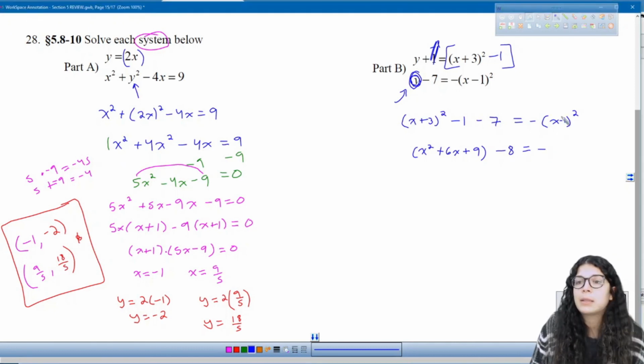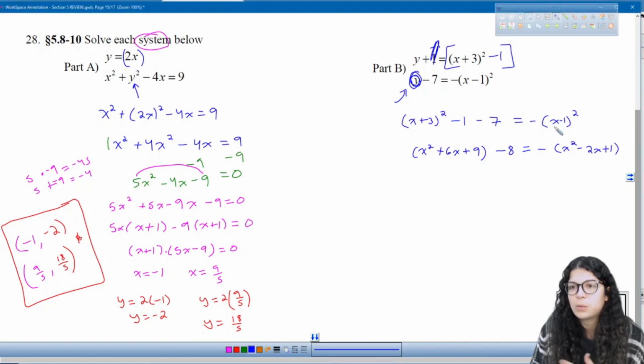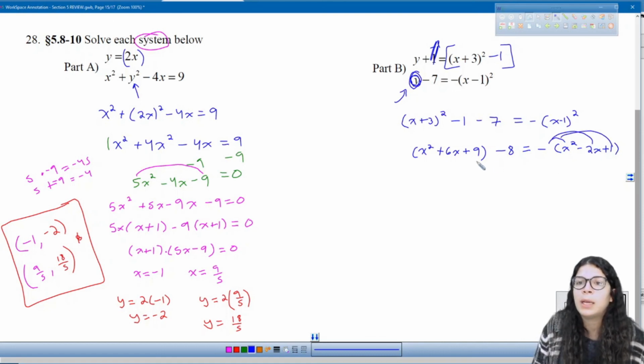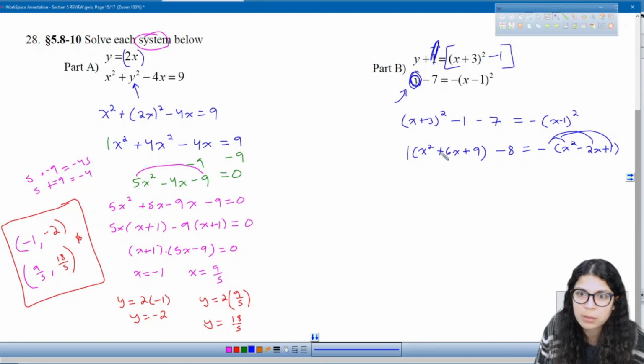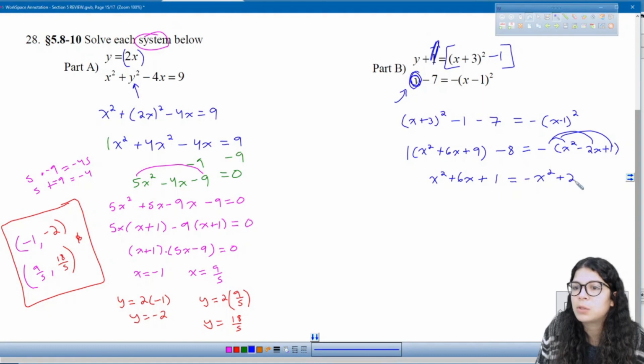And then minus 2 copies of this multiplied together will be x squared minus 2x plus 1, if I take 2 copies of x minus 1 and multiply it with each other. And then I can go ahead and distribute the negative 1. And this doesn't simplify. That 1, if you distribute it, it's just the same thing. So 9 minus 8 is 1. So I have x squared plus 6x plus 1 equal to negative x squared plus 2x minus 1.